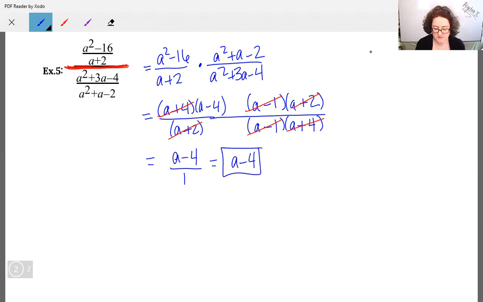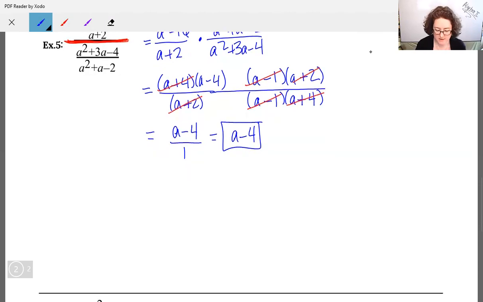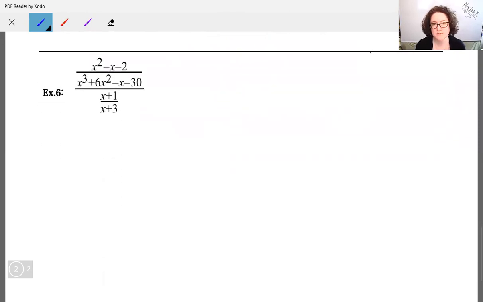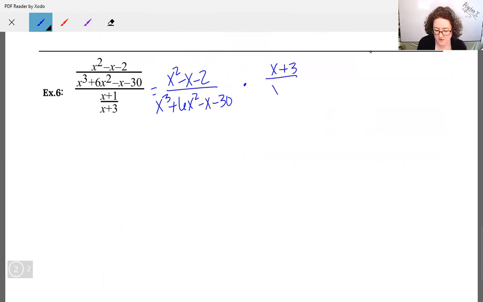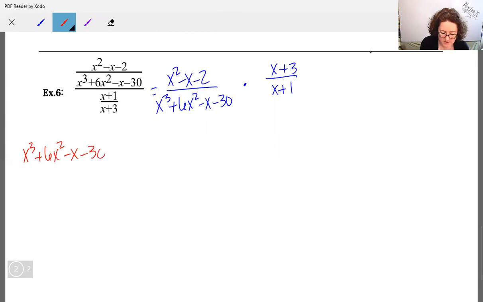So again, go ahead, pause the video, and try out example 5. Okay, here we go. Last problem, rewrite as a multiplication first. So this is really (x squared minus x minus 2) over 4 terms. So we're going to have to do a factor by grouping on this one, times the reciprocal, (x plus 3) over (x plus 1). So again, I'm going to do some side work because the 4-term polynomials take a little bit of room. So let's see here, x cubed plus 6x squared minus x minus 30.